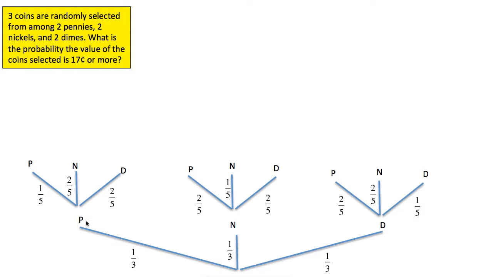If the first coin is a penny, then we're left with only 1 penny, 2 nickels, and 2 dimes. So the chances of the second coin being a penny will be 1 chance in 5. And for the nickel or dime, 2 chances in 5, because 2 of each of those type coins is left. Same logic in the other cases over here. If the first coin is a dime, then that leaves only 1 dime, 2 nickels, and 2 pennies.